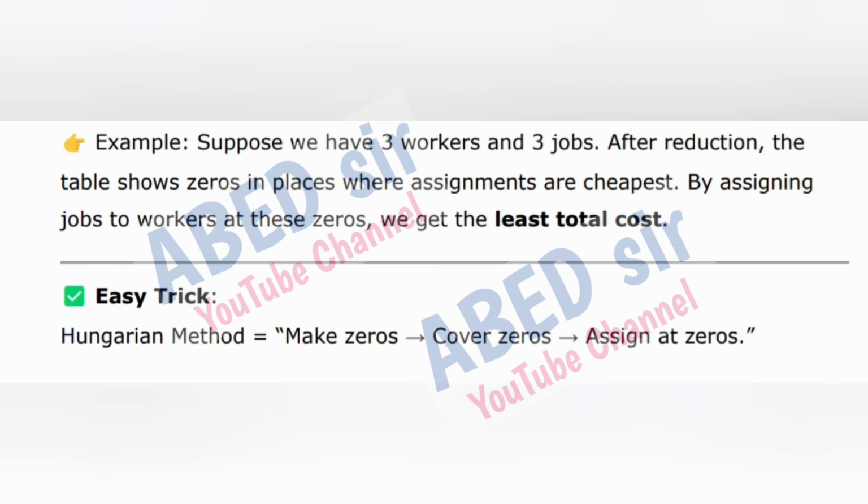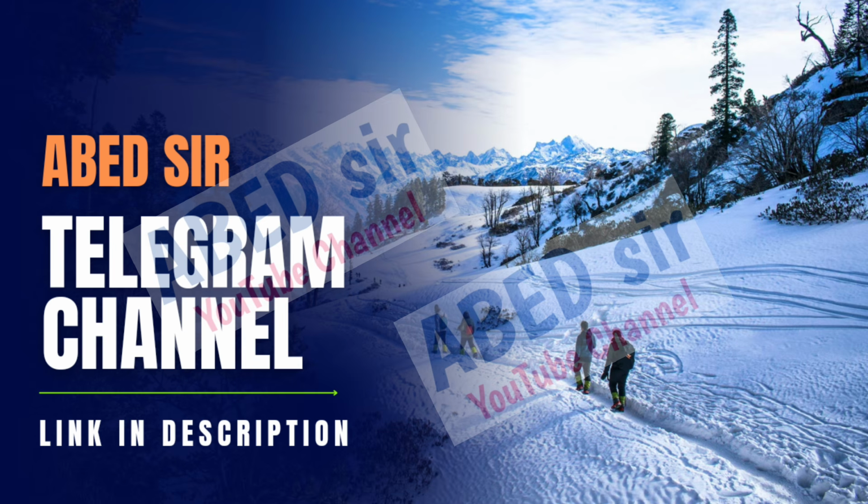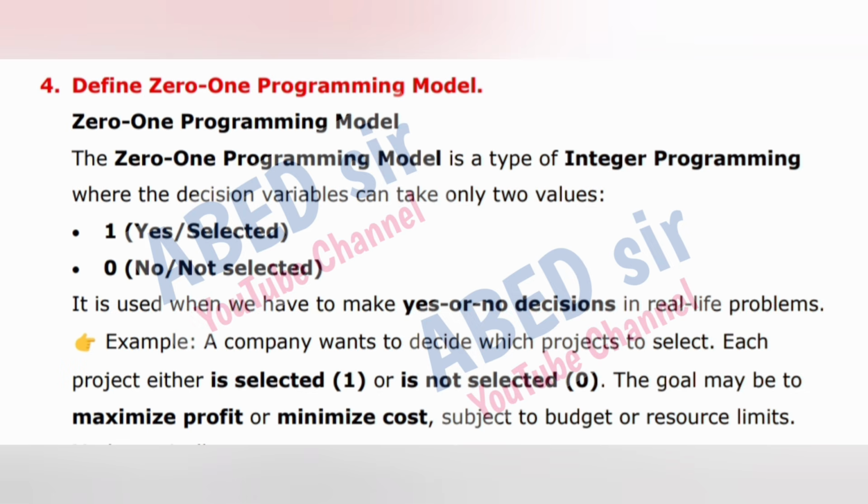Example: suppose we have 3 workers and 3 jobs. After reduction, the table shows zeros in places where assignments are cheapest. By assigning jobs to workers at these zeros, we get the least total cost. Easy trick: Hungarian method equals make zeros, cover zeros, assign at zeros. Next important short question is: 4.